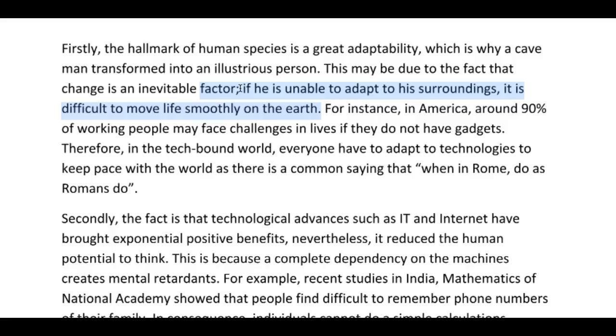Okay. For instance, in America, around 90% of working people may face challenges in their lives if they do not have gadgets. Therefore, in the tech-bound world, everybody has to adapt to technologies to keep pace with the world, as there is a common saying that when in Rome, do as Rome does.